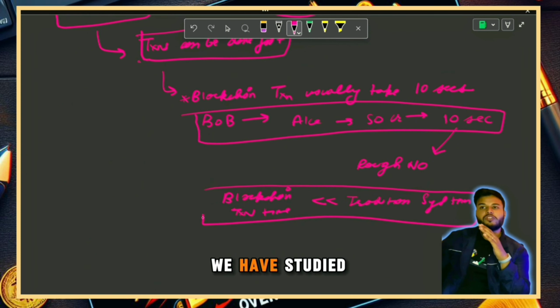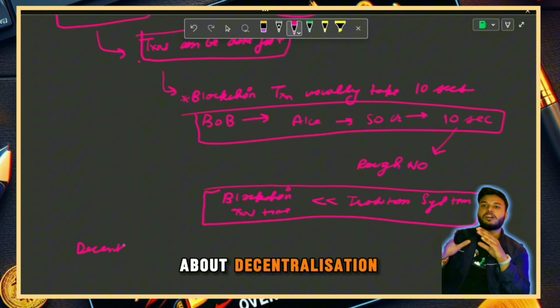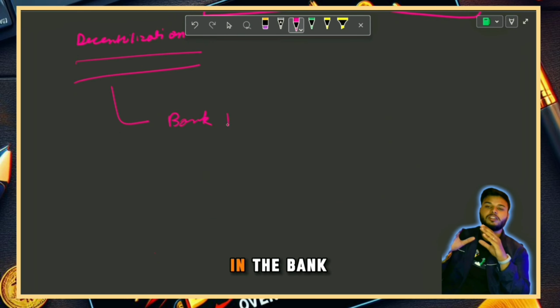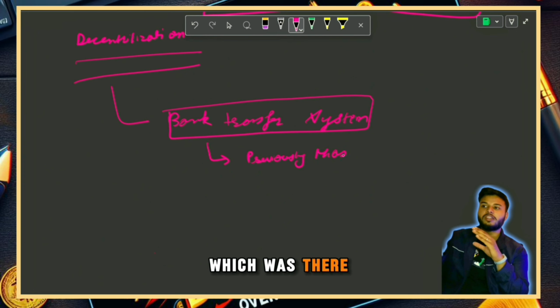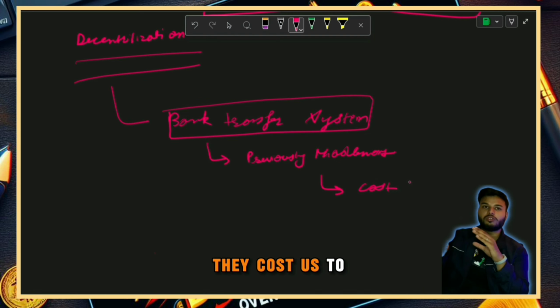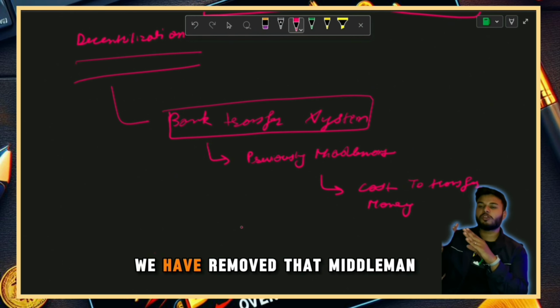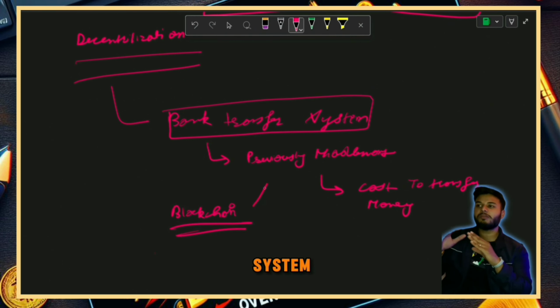In this video, we have studied decentralization, how we have brought decentralization into the bank transfer system. Previously, there were various middlemen in the system. They helped transfer money from one account to another. Using blockchain, we have removed that middleman and made our system decentralized.